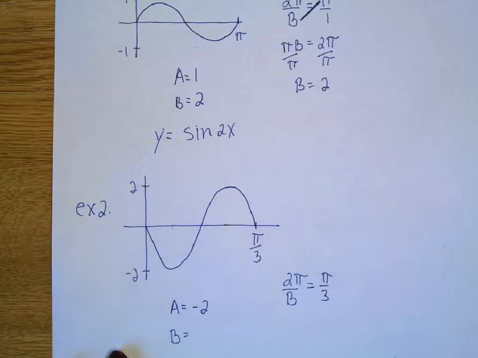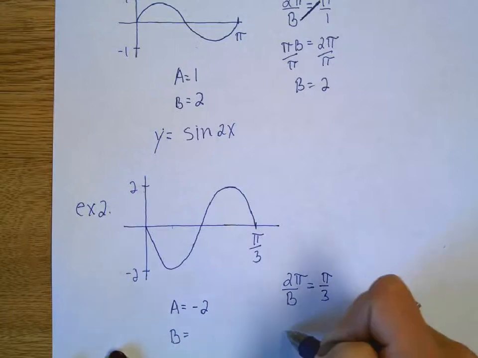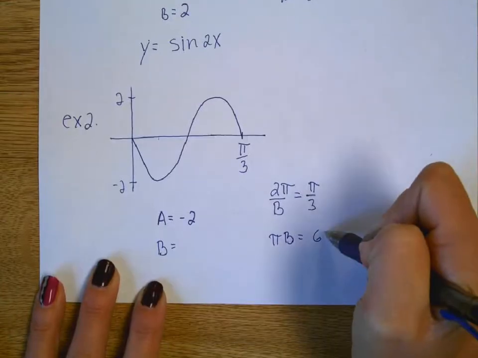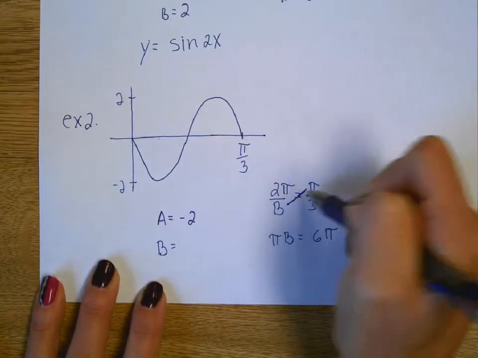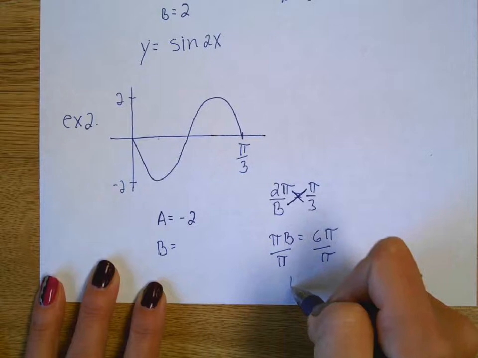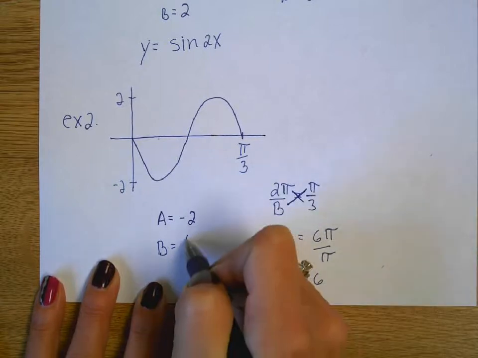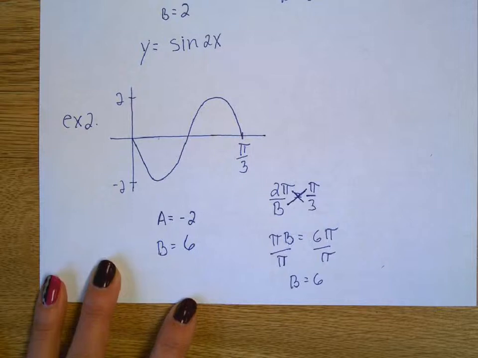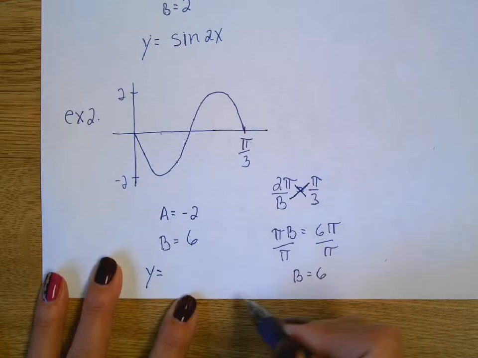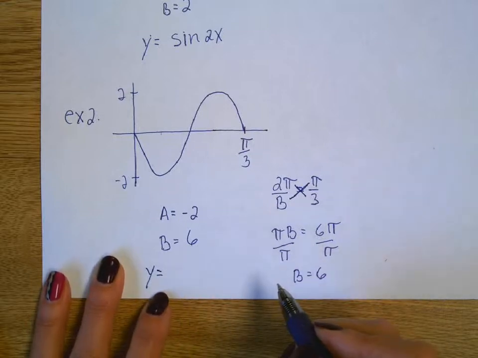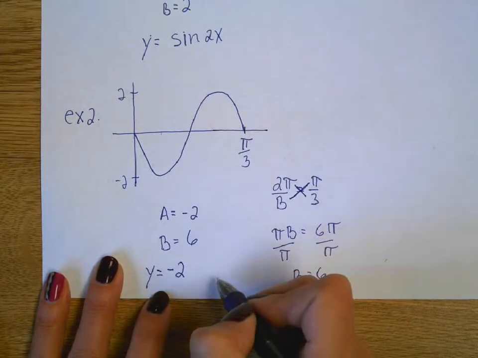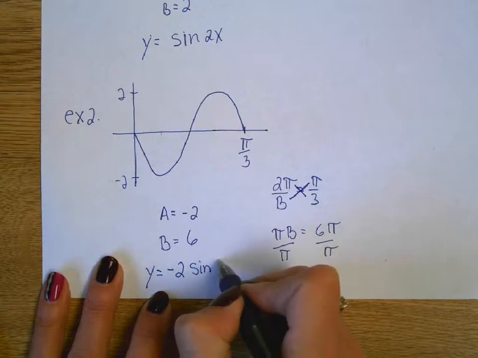And now if you just do cross products, you'll figure out what B is. Yep. So I just did cross products. Divide by pi. The B value is a 6. So now let's write your equation. So Kenley, what kind of graph do you think this is now? You are correct. So what would the equation for this sine graph be? Negative 2 sine of 6x.